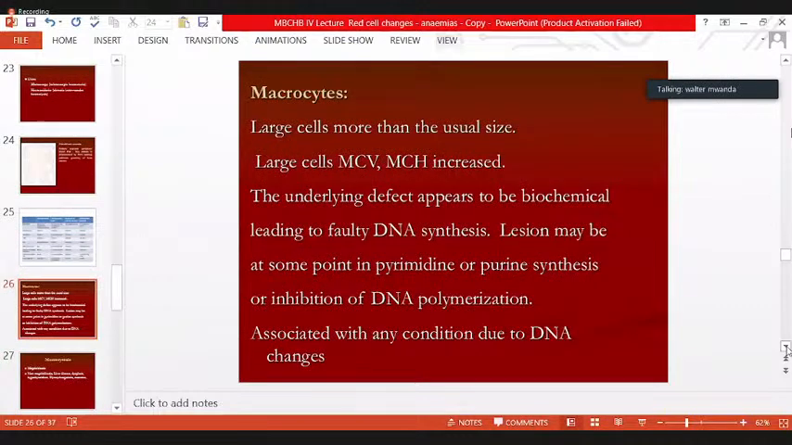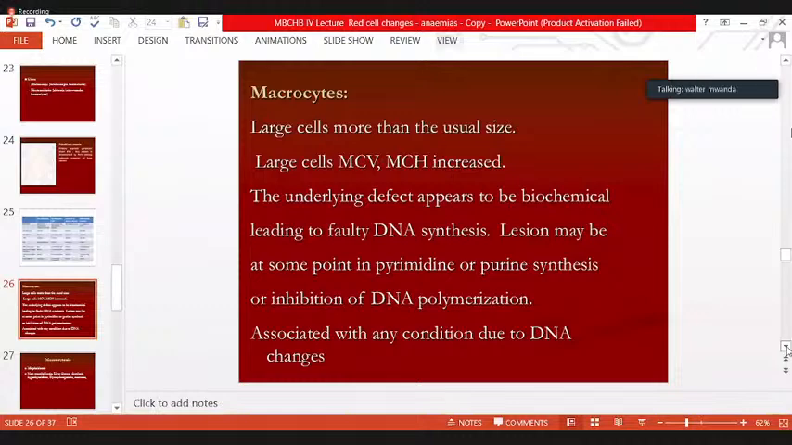Then we have a whole host of macrocytosis. Macrocytes are large cells, more than the usual size of 8 microns in diameter, or an MCV of more than 96. The level of macrocytosis, the level of MCV in terms of femtoliters, will reflect on the cause, reflect on the severity, reflect on the complication.